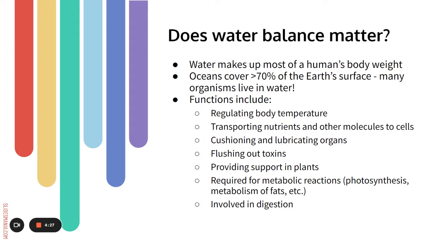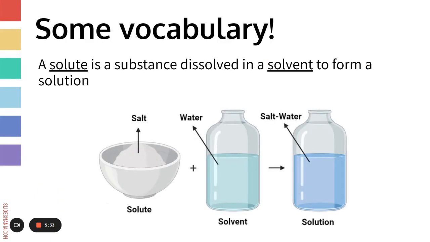So there's a list of them here: regulating body temperature, transporting nutrients, cushioning organs, flushing out toxins, providing support in plants. We need water for metabolic reactions, so photosynthesis, metabolism of fats, and it's also involved in digestion. This is not even a comprehensive list, but basically, in order to do any of these and other functions, we need water. So before we get into diffusion and osmosis, I just want to cover a couple of vocabulary words that we're going to be using.